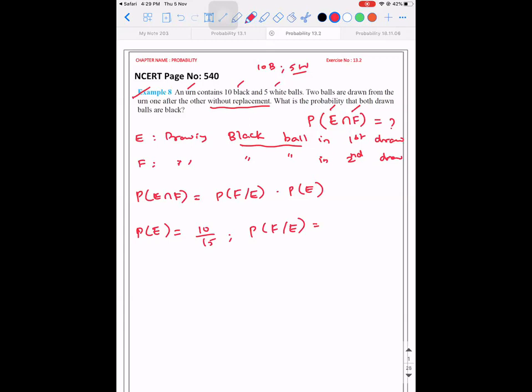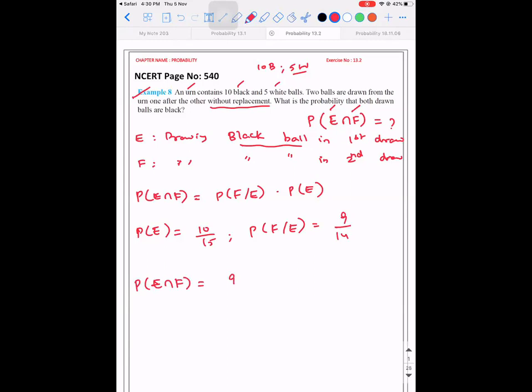Probability of F given E is how much? That is, in the second draw you're drawing a black ball, knowing that the first ball which is drawn is not replaced. Now, what will happen to the new sample space? Will you still have 15 balls in the bag? No, you will have 14 balls. In those 14, how many black balls will be available? 9.